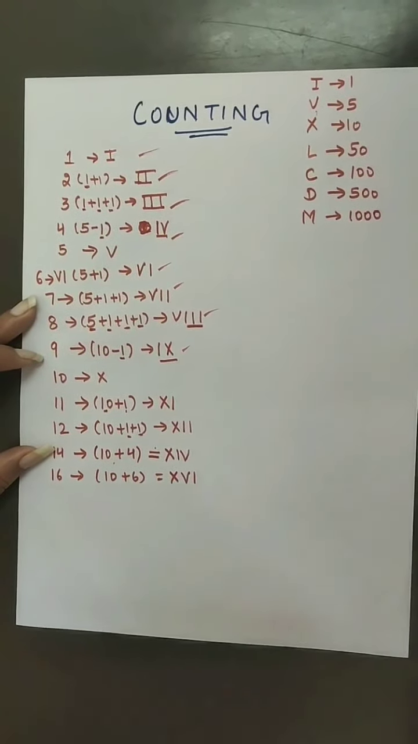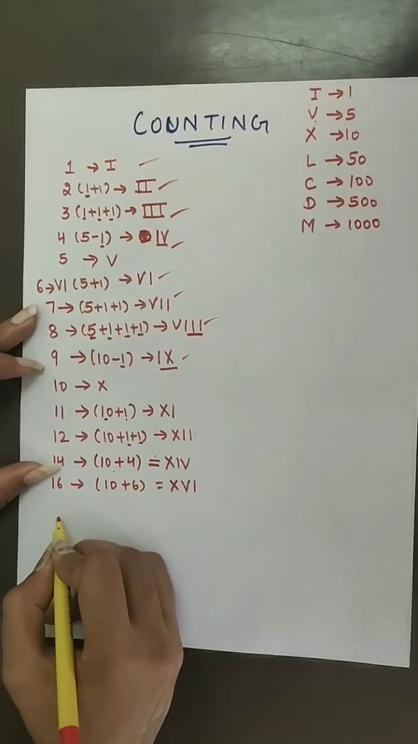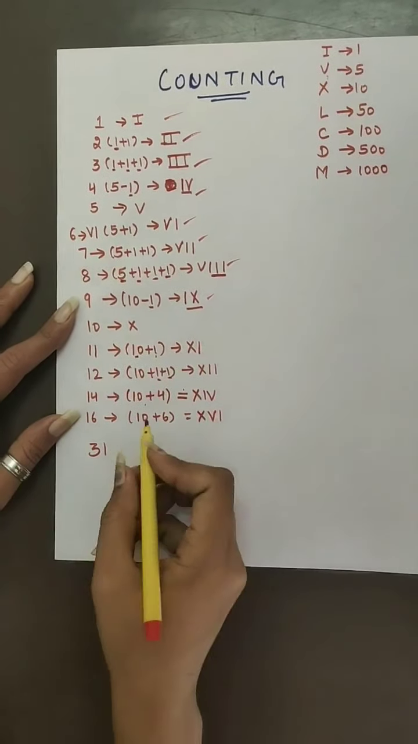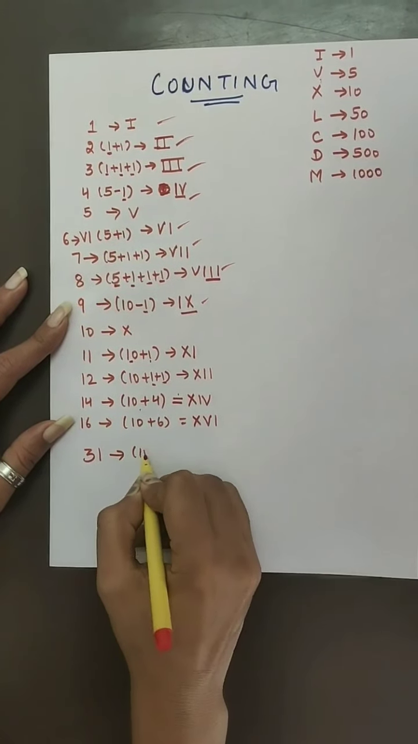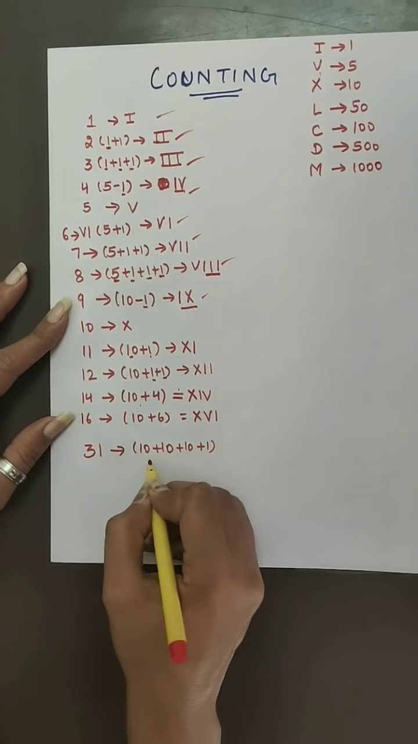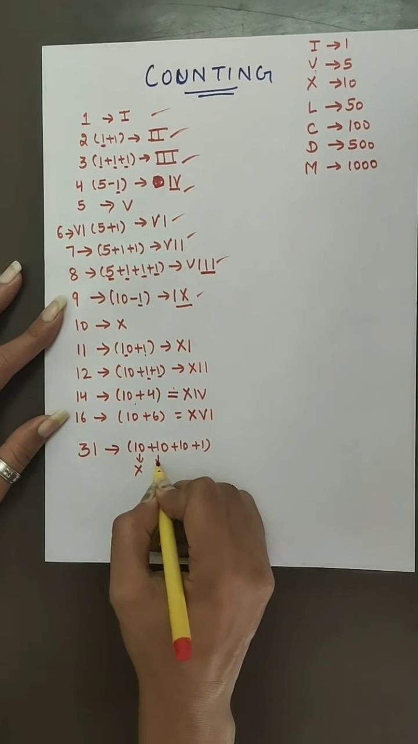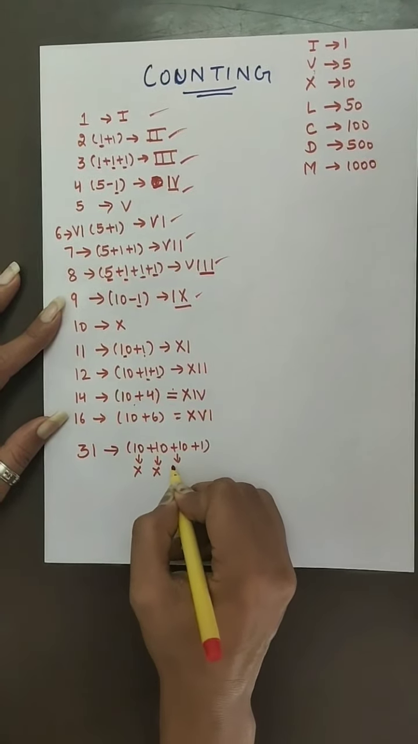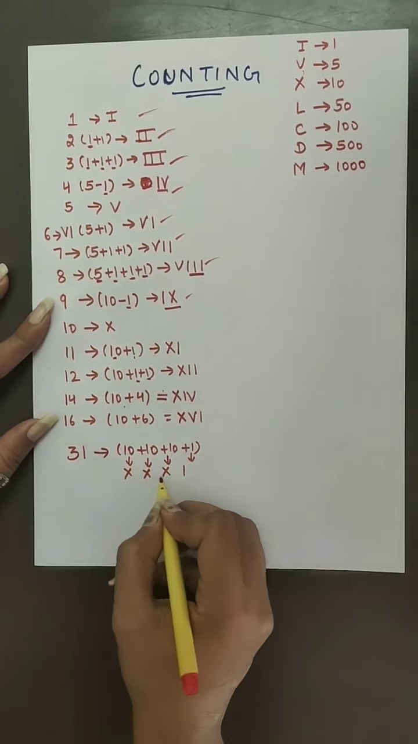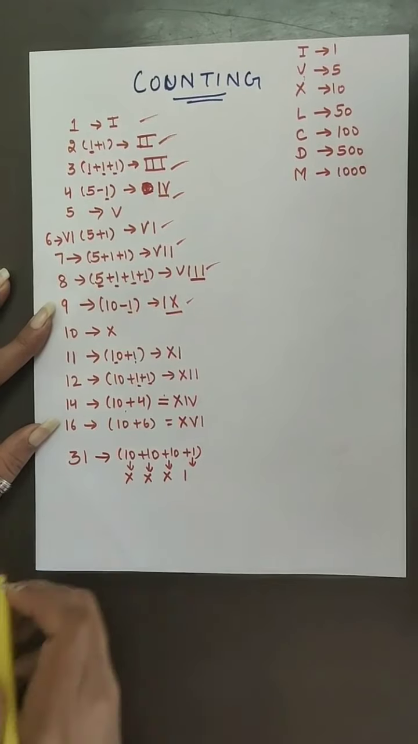Now I'll take some random numbers. First is 31. 31 can be written as 10 plus 10 plus 10 plus 1. For this 10 we have X, another X for this 10, and for this 10 also X. And for 1 what do we have? I. So XXXI is the symbol of 31.